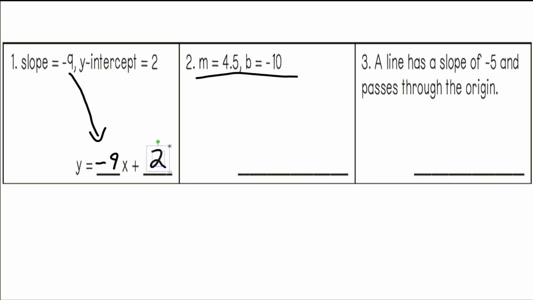This one here, we got a negative y-intercept, so I'd have y equals 4.5x, because 4.5 is my slope. And when I have a negative y-intercept, it'll just be -10 to show that it's negative. If you put plus, it's just not the best mathematical way to put it, and it's not how you're going to see it in an answer choice. Okay?